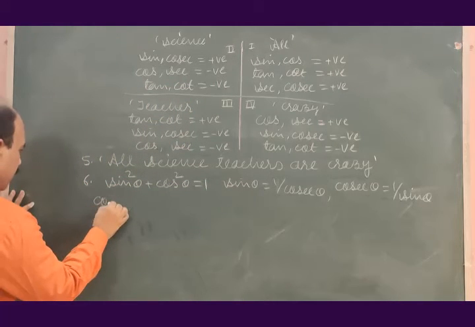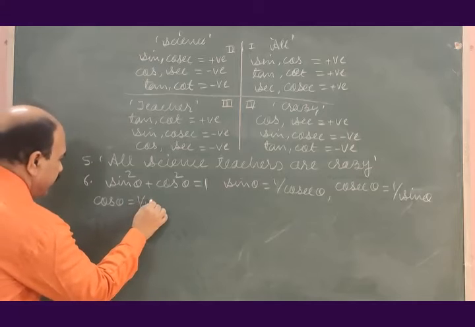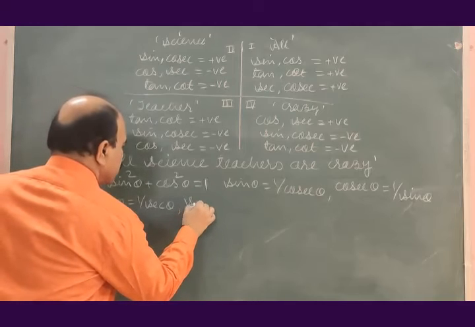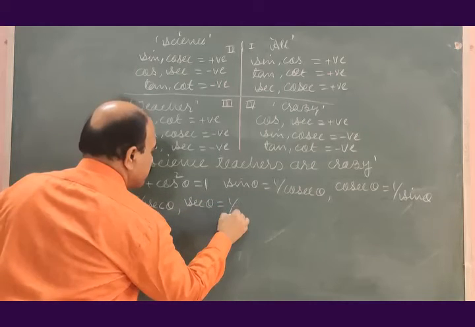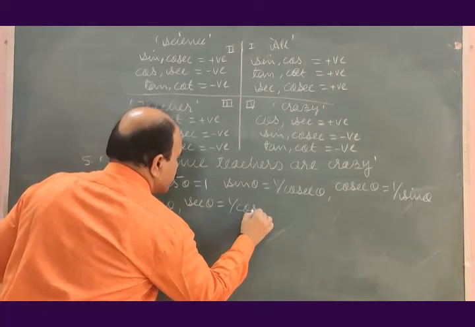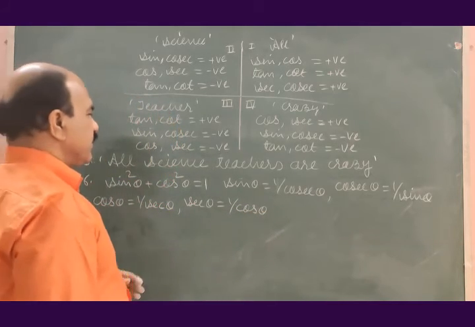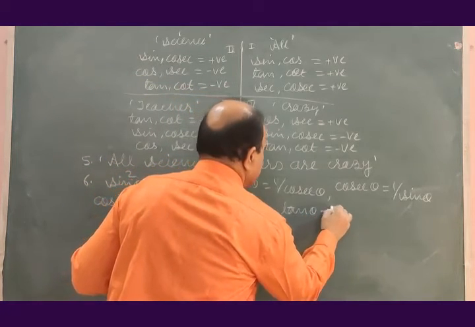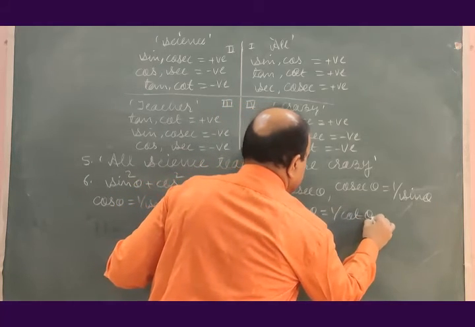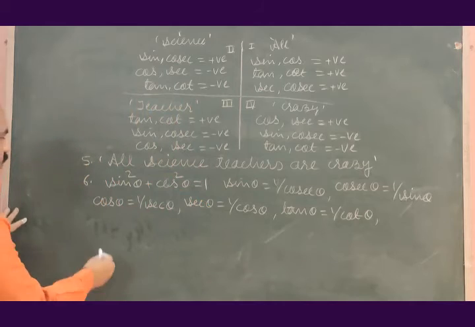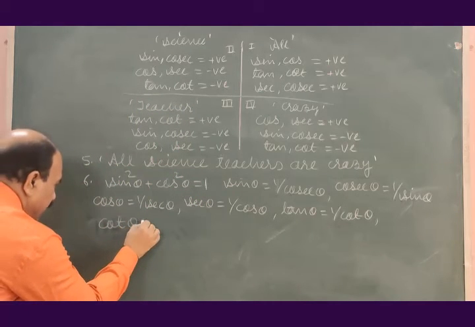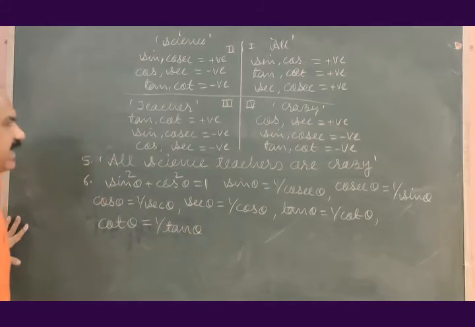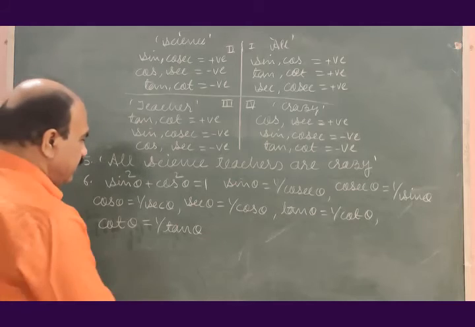Similarly, cos theta is 1 divided by sec theta. In other words, sec theta is the reciprocal of cos theta. Then tan theta is the reciprocal of cot theta. In other words, cot theta is the reciprocal of tan theta.